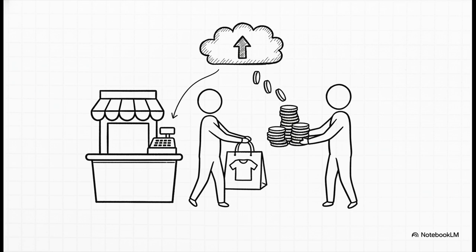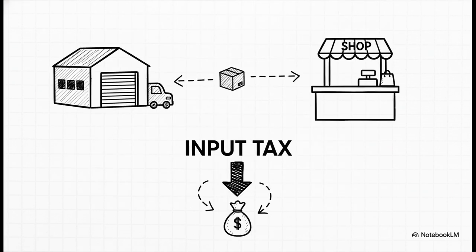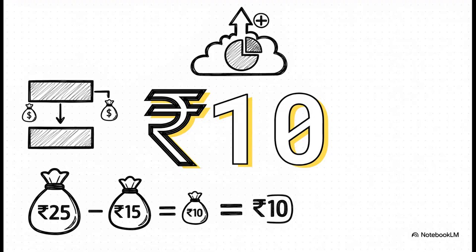First, they get to claim their credit. You remember when they bought the t-shirt from the wholesaler for 300 rupees? Well, they paid 15 rupees in GST on that purchase. That's their input tax. So now they get to subtract that amount. So what's left? Their net tax payable is just 10 rupees. They collected 25, used their 15 rupee credit, and only have to pay the 10 rupee difference.